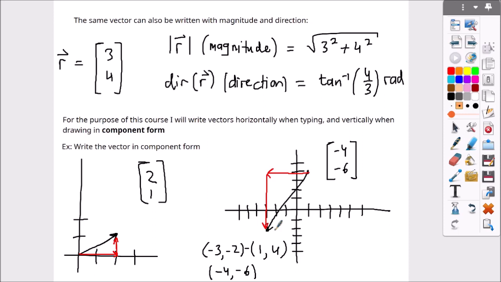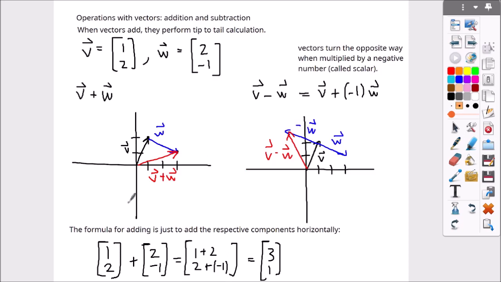The terminal point is only the component form when the initial point is at the origin, because you're subtracting 0, 0. So that's the danger that you don't want to get into, is thinking that the terminal point is the component form for every vector. It's not. And vectors don't have to start in the origin.